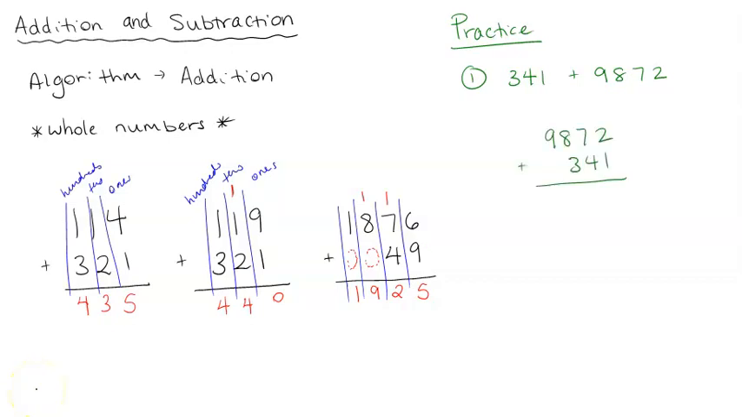Okay, now I've stacked my numbers properly. I put the larger number on top. That's just what I'd like to do, because we're adding, it doesn't matter the order of these two numbers. So I'll just put the larger one up there. Now I'm going to add each column.